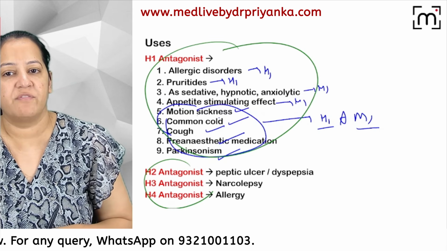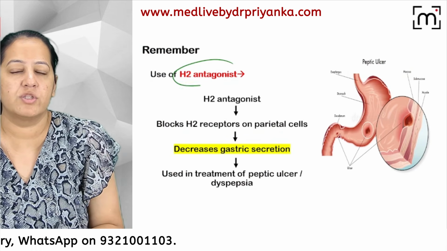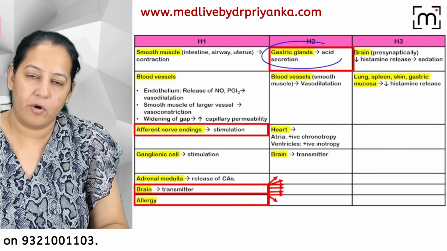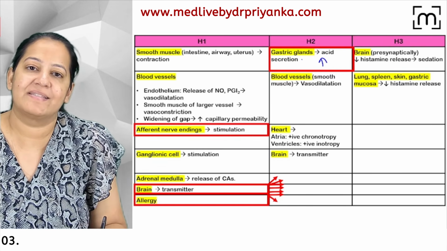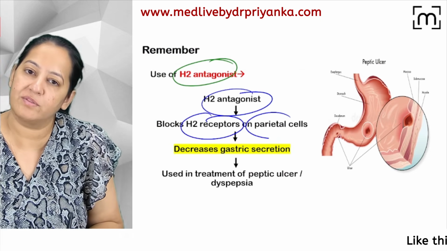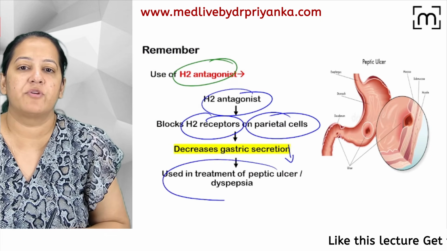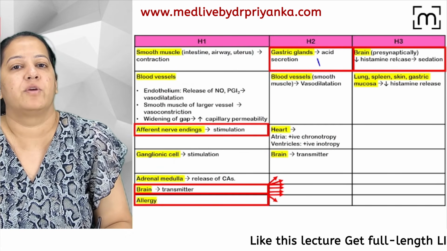So these are the uses of H1 antagonist. Now I will tell you the uses of H2, H3, H4 antagonist. First, the uses of H2 antagonist. Where is H2 present? You tell me. H2 is present on the stomach. H2 causes increased acid secretion. If an H2 antagonist is given, the H2 receptors on the parietal cells of the stomach get blocked. So there is less acid secretion. So it is used as a treatment of peptic ulcer. H2 antagonists are used in peptic ulcer.